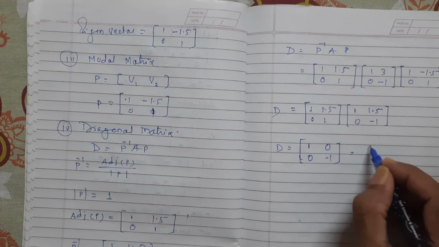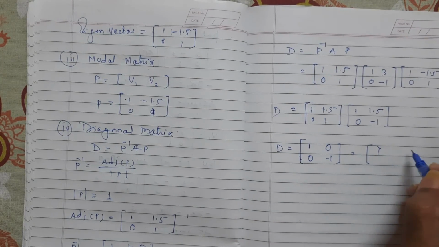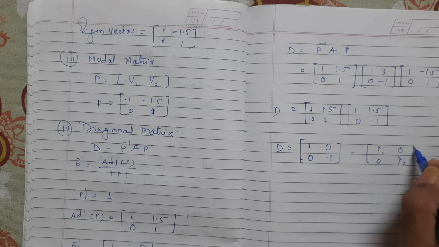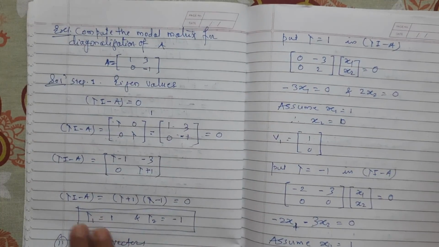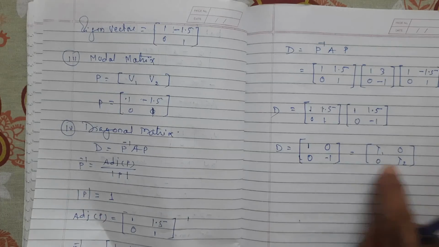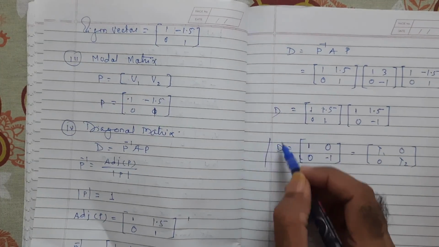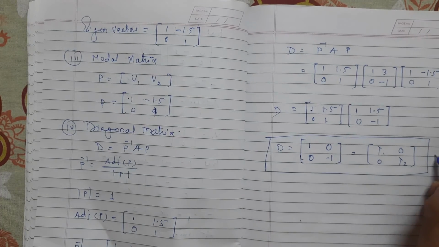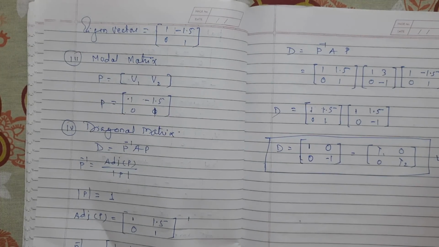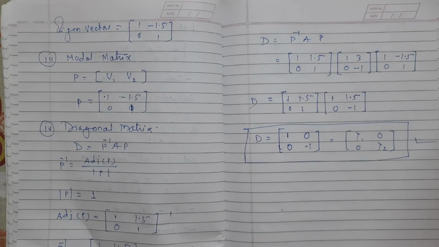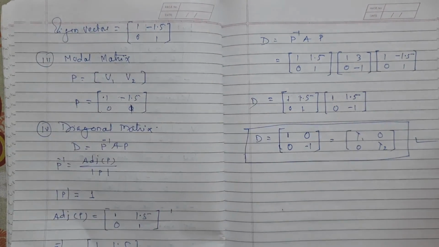Now see here, it is equal to lambda 1 0 0, and this is lambda 2. Is it okay? This is lambda 1, it is equal to 1, and lambda 2 it is equal to minus 1. Again we get the same diagonal matrix. This is the answer. So this way we can calculate it.